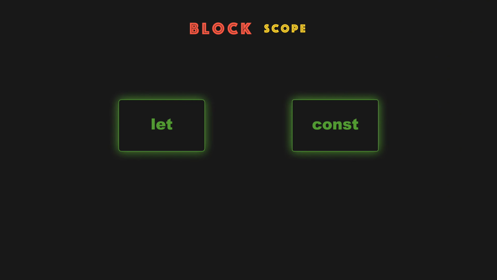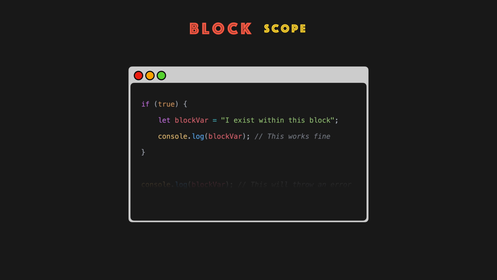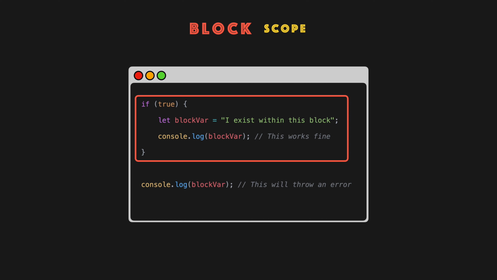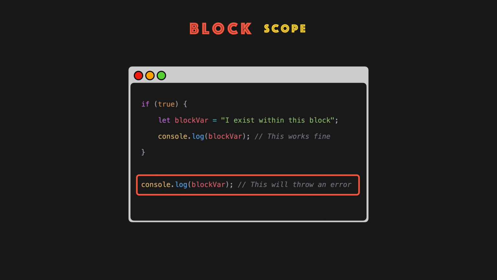Now, let's talk about block scope. In modern JavaScript, variables declared with let or const have block scope. A block is any code wrapped in curly braces, like inside an if statement or a for loop. Variables declared with let or const only exist inside the block where they are defined. Here, we declare blockVar inside the if block. When we try to log blockVar inside the block, it works. But when we try to access blockVar outside the block, it throws an error because blockVar only exists inside the block where it was declared. This is what we mean by block scope. The variable is limited to the block of code where it is defined.